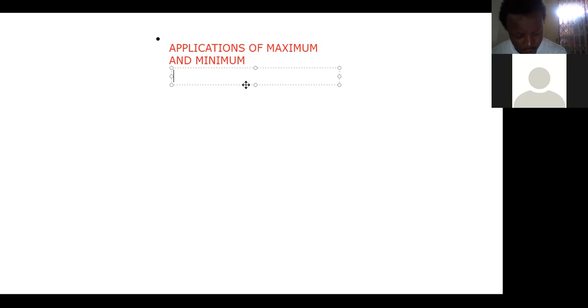Find the value of y for which the volume of the box will be a maximum, and hence the maximum volume itself.